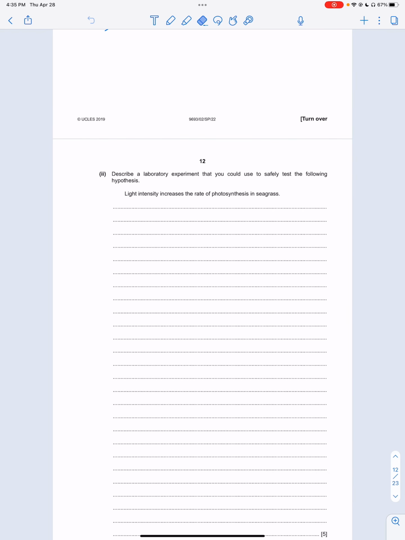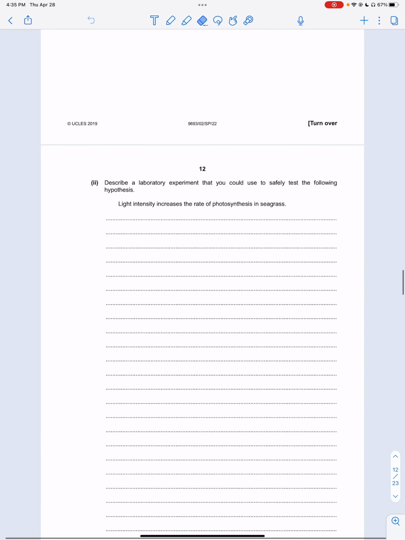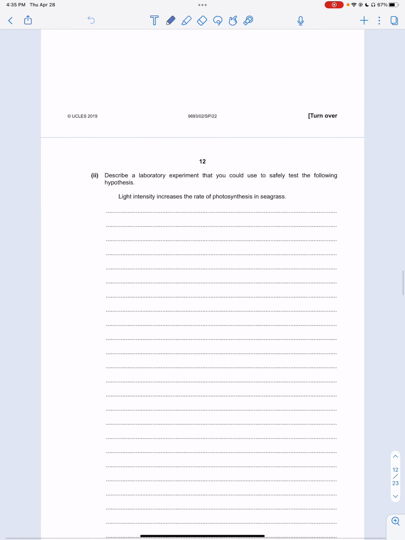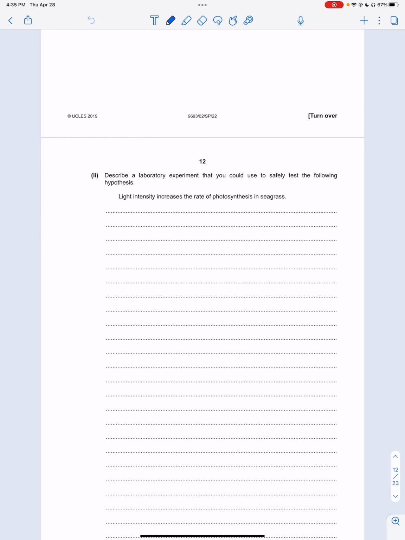So, describe an experiment that you would use to safely test the following hypothesis. Okay, so there are things we're going to want to make sure that we mention. For any of these, you're going to want a list to state what your variables are. I talked about it in the last video, and I talked about it at the beginning of the year.